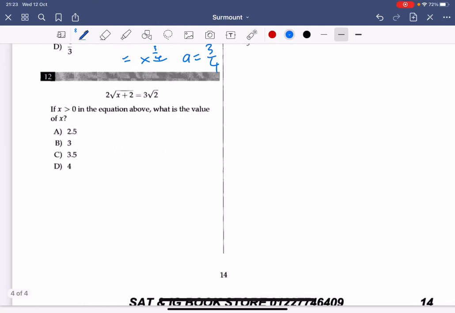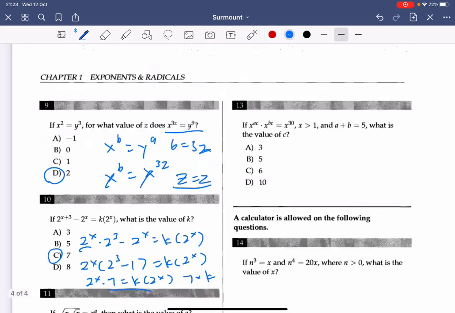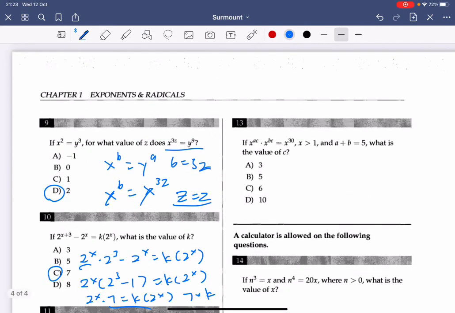Number 12, we can square both sides, giving us 4 times x plus 2 equals 18, I believe, and then 4x plus 8 equals 18, and x equals 2.5. So the answer to 12 is A. So last 3 questions here.